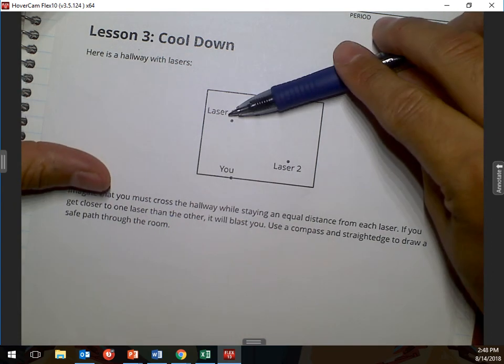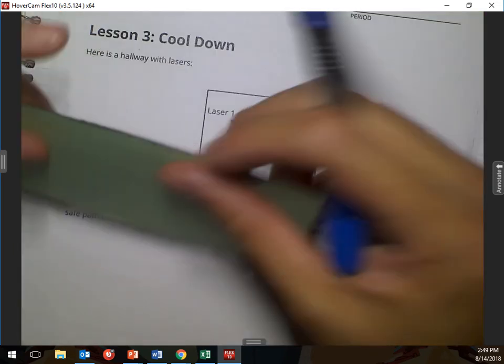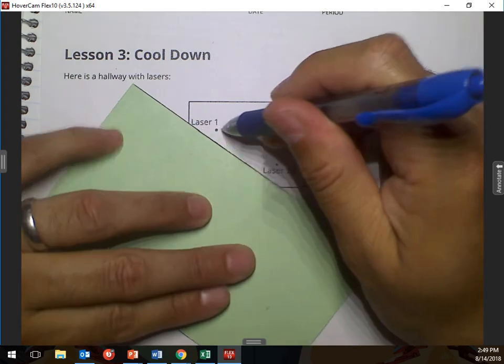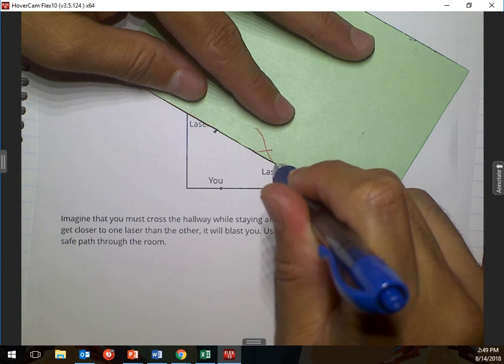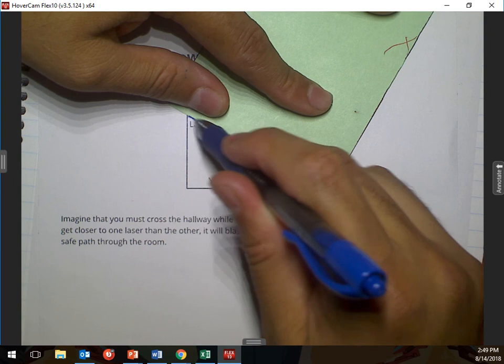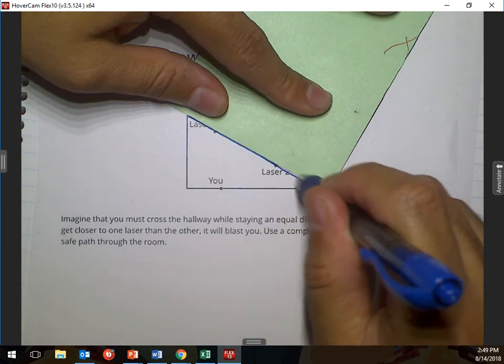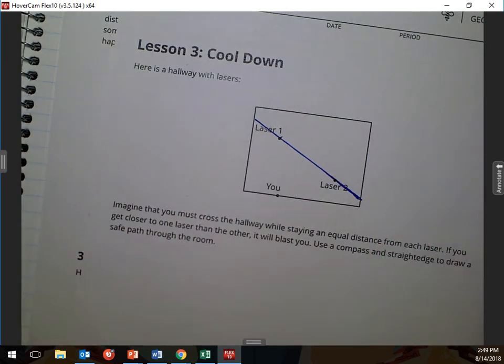So I'm going to draw a line connecting the two lasers. Please do that. Draw a line connecting your two lasers. That's like connecting point A and B there. So that's a start. Okay, yes?